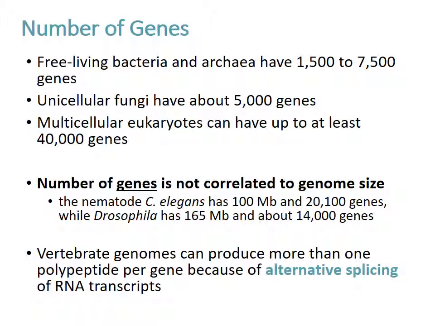ratio there. Invertebrate genomes can produce more than one polypeptide. What's a polypeptide again? Many peptides. Great. What's a peptide? Peptide's the bond between amino acids. So many bonds between amino acids. So that's going to be basically like a protein, right? So vertebrate genomes can produce more than one polypeptide or protein per gene because they can do alternative splicing of their RNA transcripts, where they splice the exons together differently.